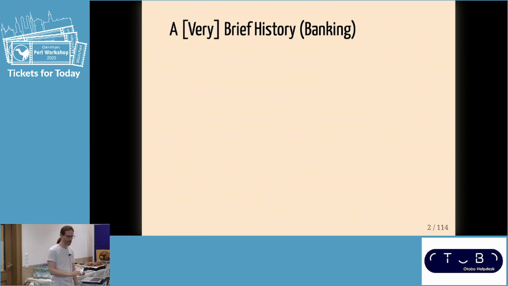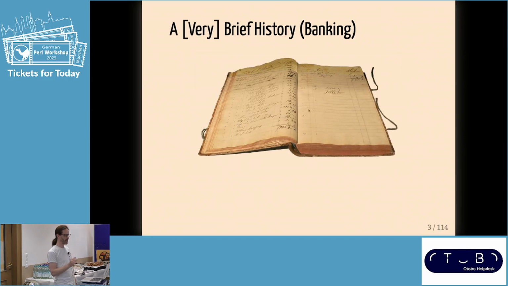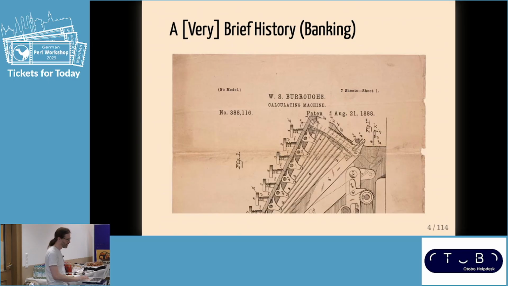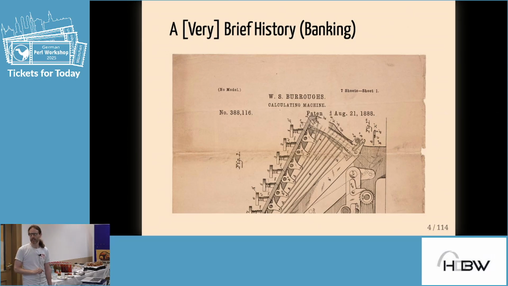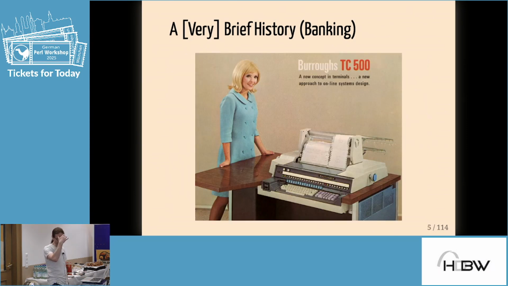Very brief history of banking. So it all started literally as bookkeeping, ledgers, writing stuff down in books, hundreds of years ago. Automation started to appear at the end of the 19th century. So W.S. Burroughs put this patent in for a mechanical calculating machine, to make life a bit easier. Then the same company, 60, 70 years later, came out with this thing.